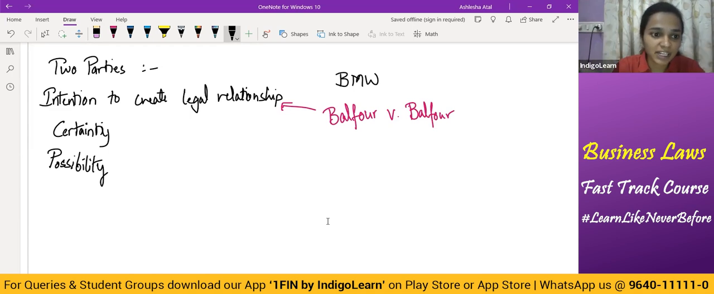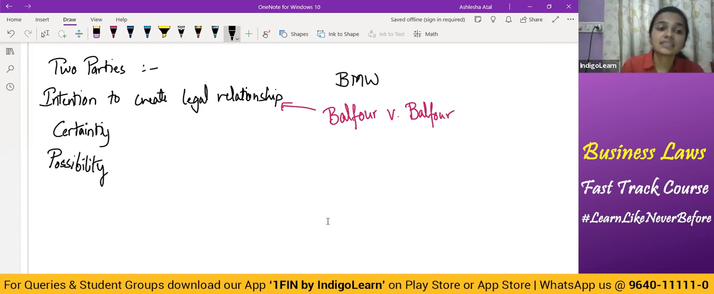If I'm entering into a contract wherein I say that I can talk to spirits and I can connect you to spirits, all of this is not practically possible. So whenever a contract is being entered into, it is very important that it should be possible to perform. There has to be a possibility of performance for a contract to be a valid contract.